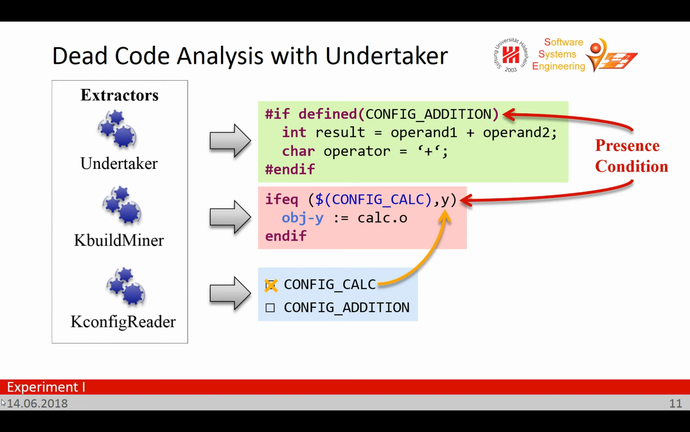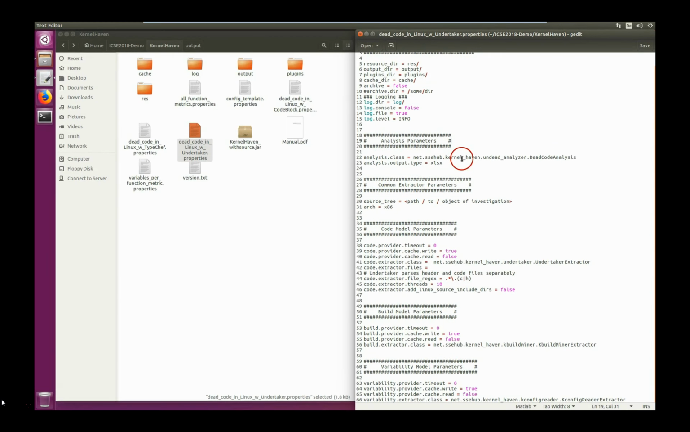And this may lead to dead code blocks, which means that no matter how we configure our variability model, some part of the code will never be part of any product. And this is what we want to find with the analysis built on the extraction capabilities of Undertaker, KBuildMiner, and KconfigReader. So how does it look in KernelHaven?